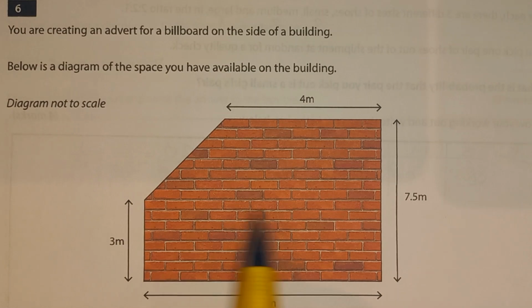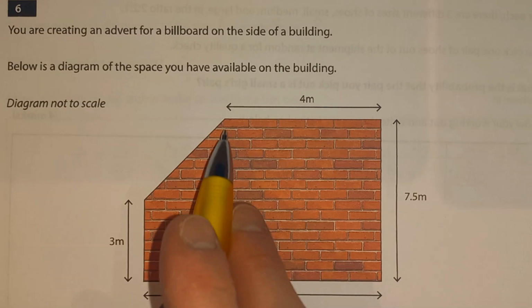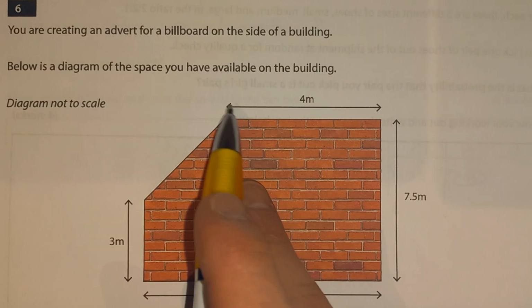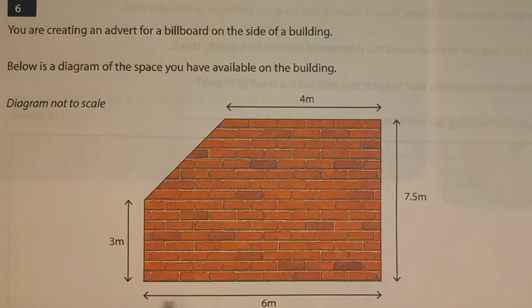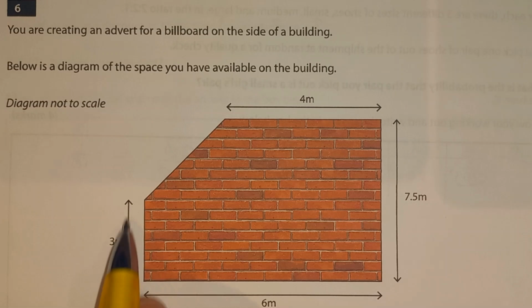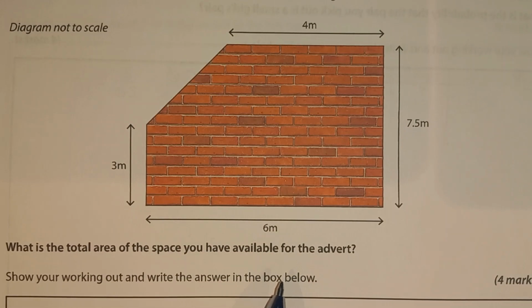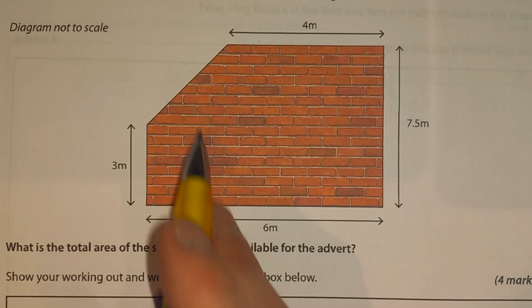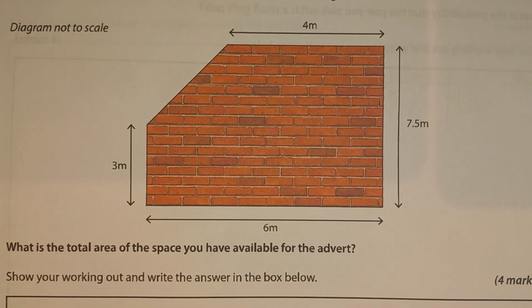That means we can't just measure things to work things out, okay? But we know we've got 4 metres across the top here, 7.5 metres down, 6 metres all the way across, 3 metres up this section here. Now, if we move it up, what is the total area of the space you have available for the advert? In other words, what's the area of this wall? Show your working out and write the answer in the box below.